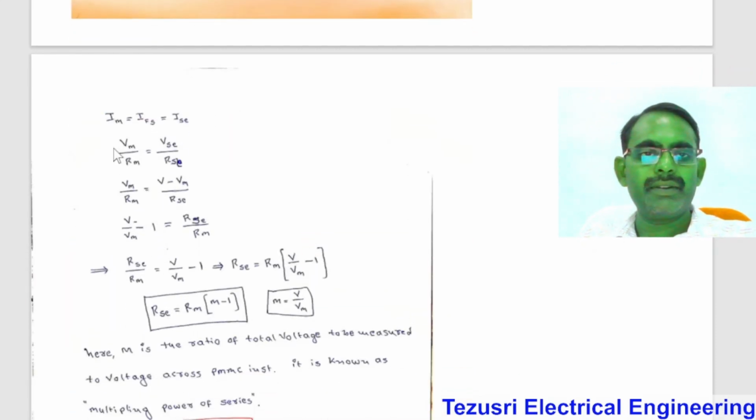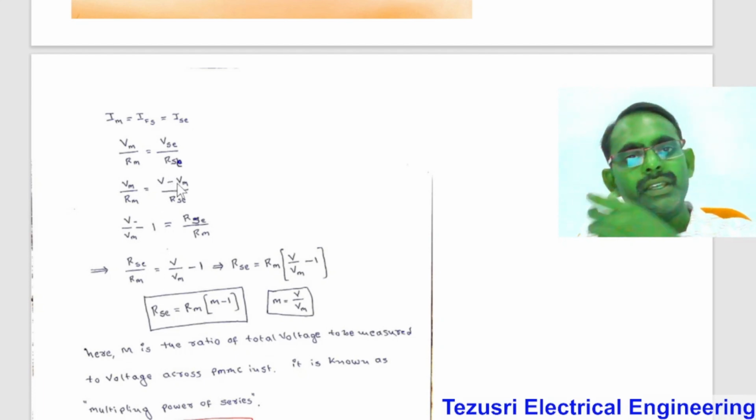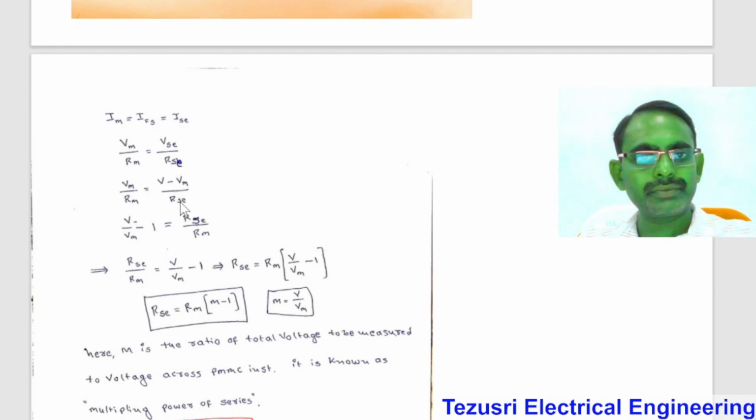This basic instrument and series resistance are in series. Therefore, the current flowing through these is equal. Therefore, from that condition, Vm by Rm equal to VSE by RSE. Here VSE is nothing but measured voltage minus basic instrument voltage drop. From simplifying this equation, we will get RSE equal to basic instrument resistance into M minus 1.